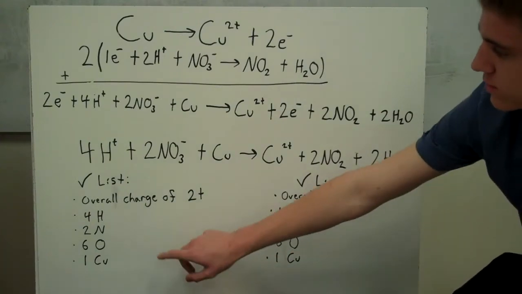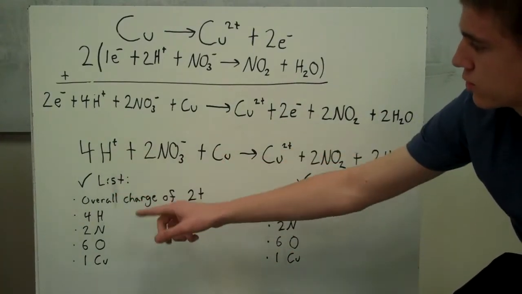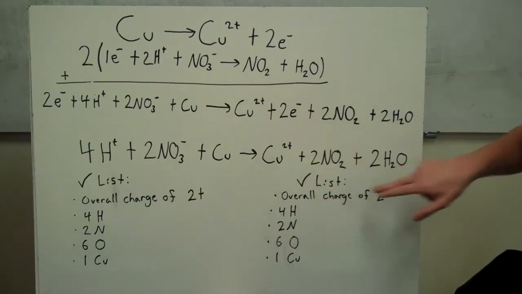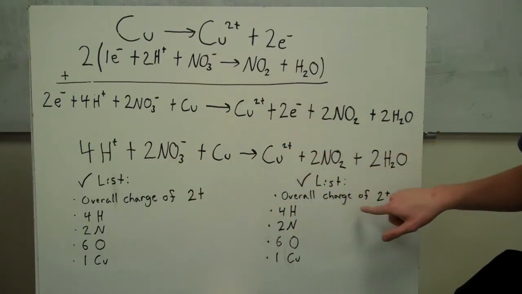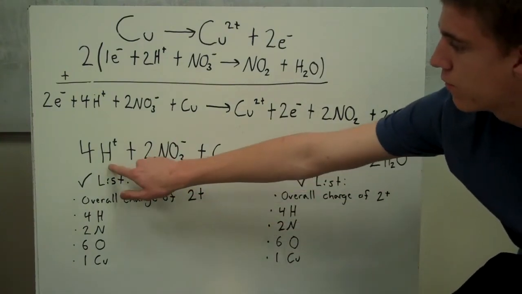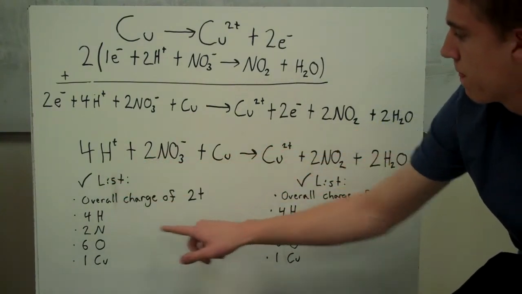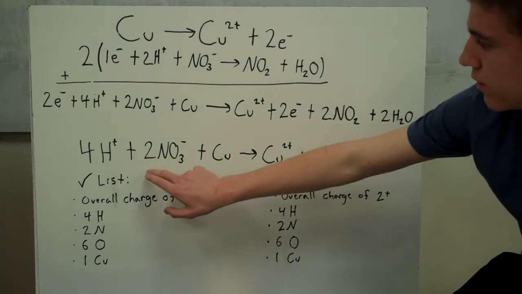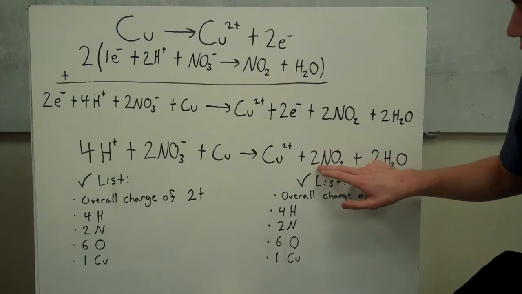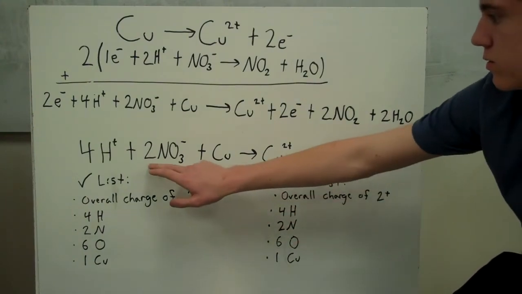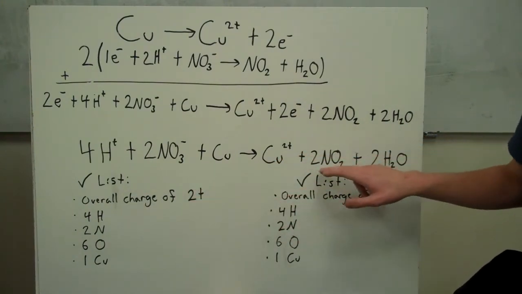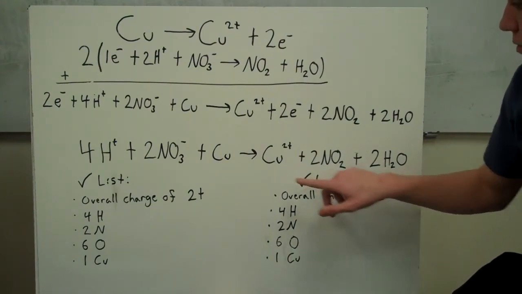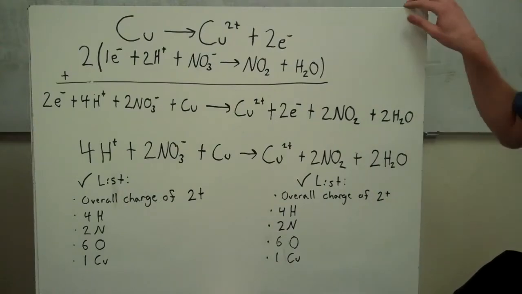Let's make sure that we've got this. So we look at the overall charge. We have an overall charge of 2 plus on this side. Look at the charge on this side, overall 2 plus. So that's good. We have 4 hydrogens here, and 1, 2, 3, 4 hydrogens here. We have 2 nitrogens, again 2 nitrogens, 6 oxygens, there's 4 and there's 2 more, so 6, and then finally 1 copper on each side.